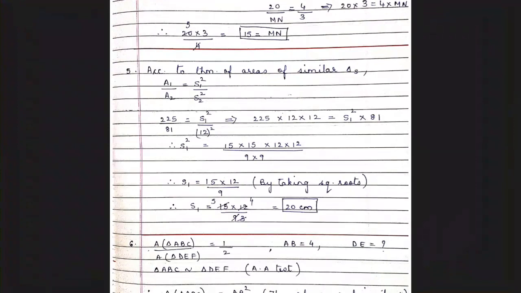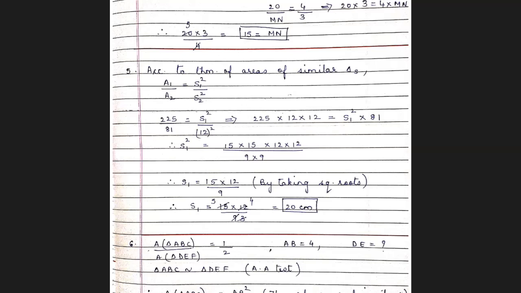Substituting the values, 225 upon 81 equal to S1 square upon 12 square. Now, why do I put 12 in under as S2 and not S1? That's because they have written that 12 is the side of the smaller triangle. We know that looking at the ratio of the areas, 225 would be the area of the bigger triangle and 81 would be the area of the smaller triangle. Therefore, 12 would be the side of the smaller triangle, and I have substituted in place of S2 and not S1. Okay, children, I hope it's clear.